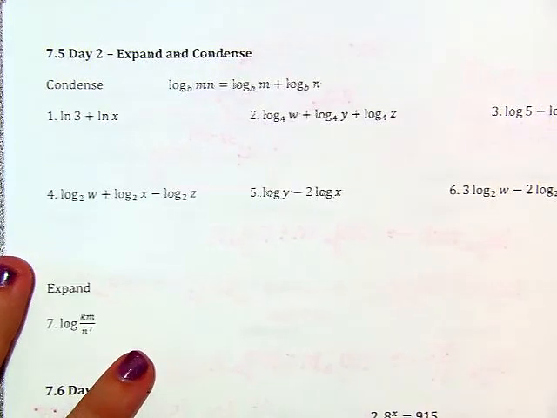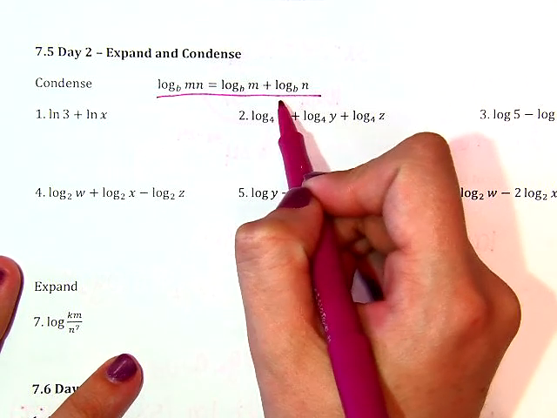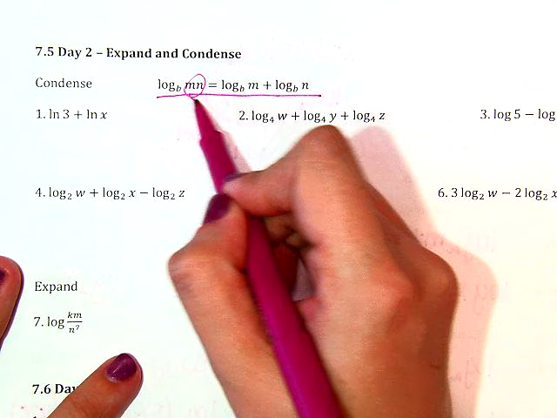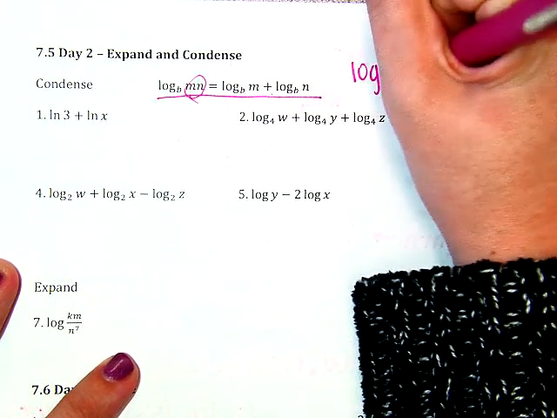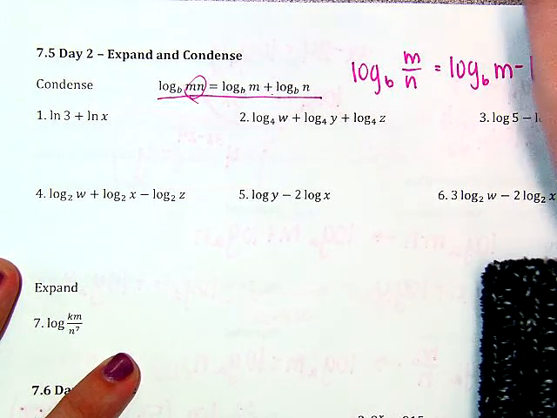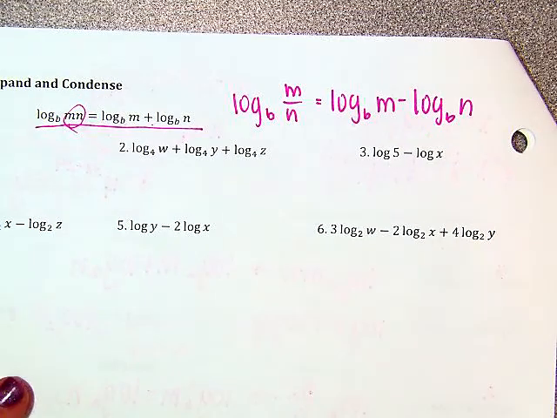Okay, 7.5 day 2. Now we're going to do condensing. I don't know why I put only one rule here, but we learned that last time. If they're being multiplied, they turn into plus. If they're being divided, they turn into subtraction. Just like that.